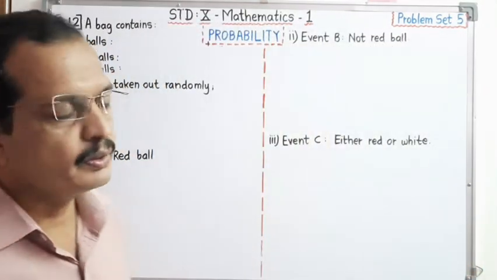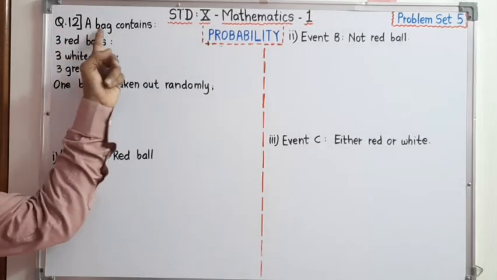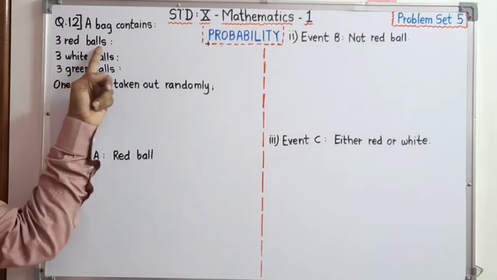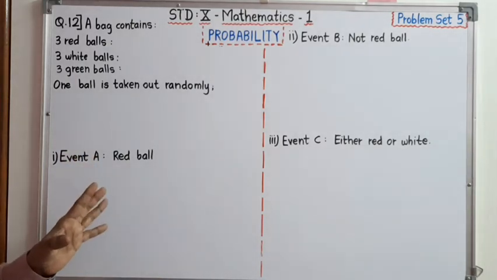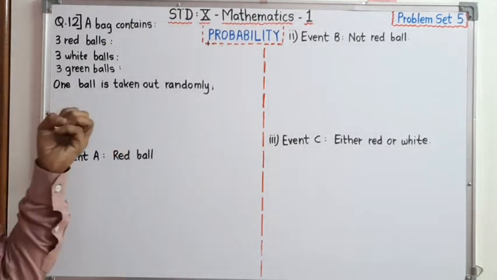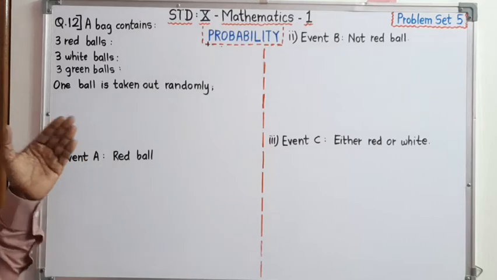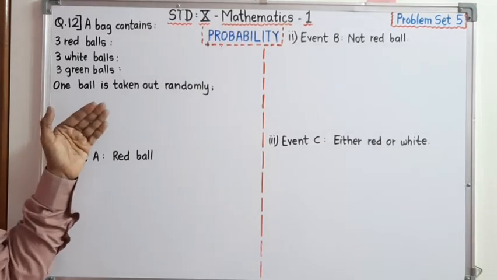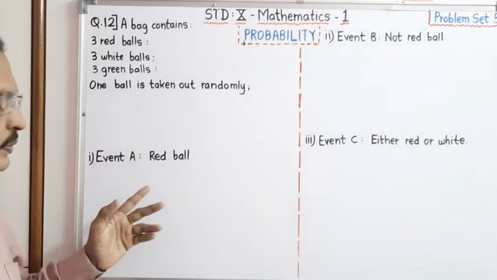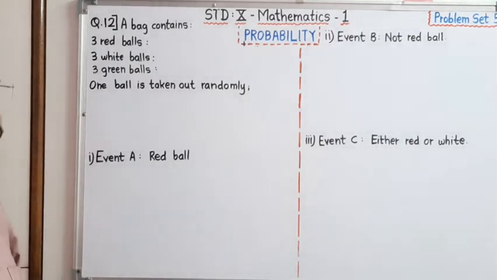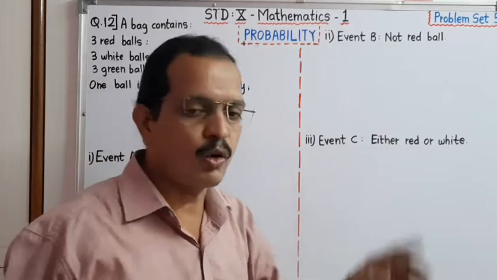Dear student, very simple. See the random experiment. A bag contains 3 red balls, 3 white balls and 3 green balls. There are a total of 9 balls. From those 9 balls, we have to take out 1 ball randomly. This is a random experiment, and from that we have to write the sample space. Then 3 events are given, and for each event we have to write the probability. Event A is a red ball. Second event, not a red ball. And event C, either red or white.